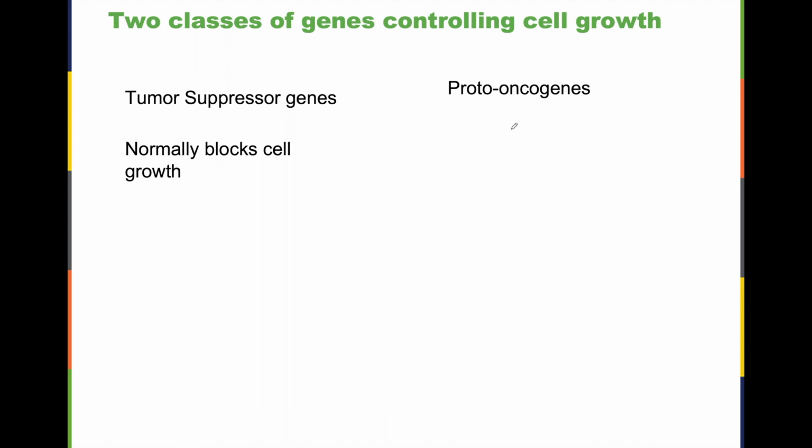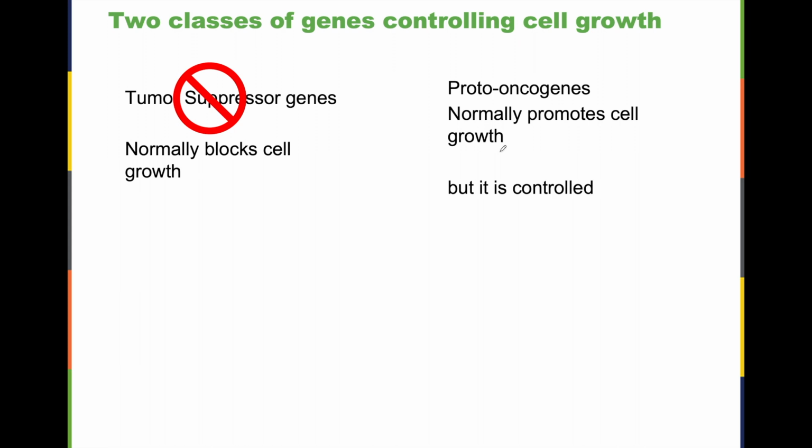So there are two classes of genes that control cell growth. One class is tumor suppressor genes. And that retinoblastoma protein that you saw was one of them. Tumor suppressor genes, their normal function is to block cell growth. The other class are proto-oncogenes. These are proteins that normally promote cell growth. So their normal job is that they push the cells towards growth, but their activity is controlled. Now, what happens when they go out of control?